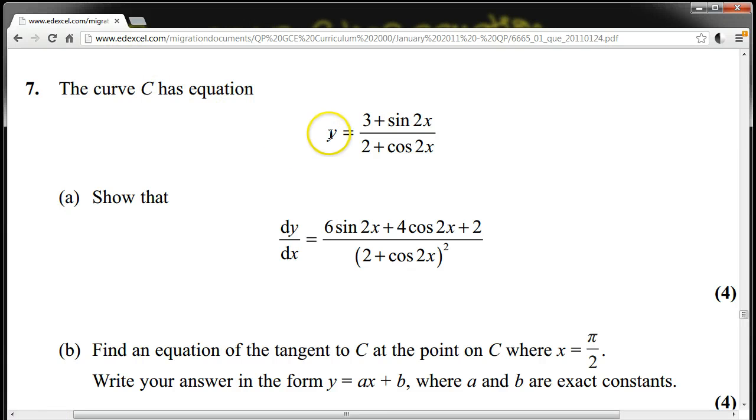The curve C has the equation y equals (3 plus sine 2x) over (2 plus cos 2x). Show that dy/dx equals this, and find an equation of the tangent to C at the point on C where x is pi over 2. Write the answer in the form y equals ax plus b, where a and b are exact constants.